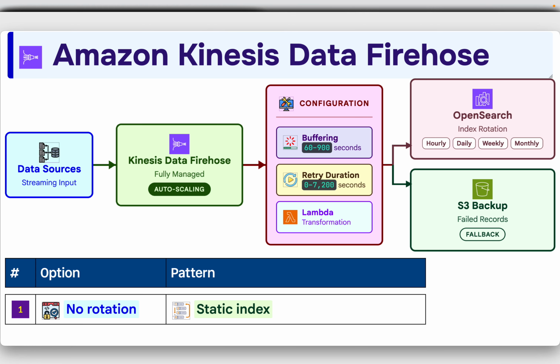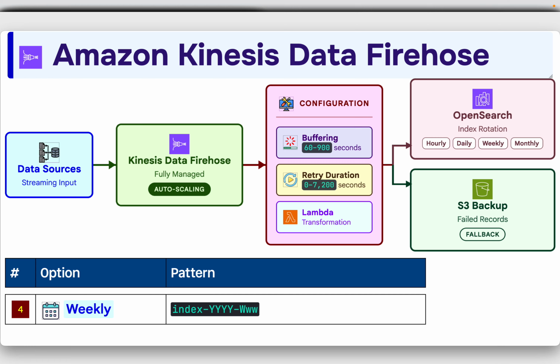There is one option called no rotation. So this option uses a static index name without any date-based rotation. Second, hourly. So this option creates a new index every hour using the pattern index YY, MM, DD, and HH. Daily. So this option creates a new index every day using the pattern index YY, MM, DD. And finally, weekly. So this option creates a new index every week using the pattern index YY and WWW.